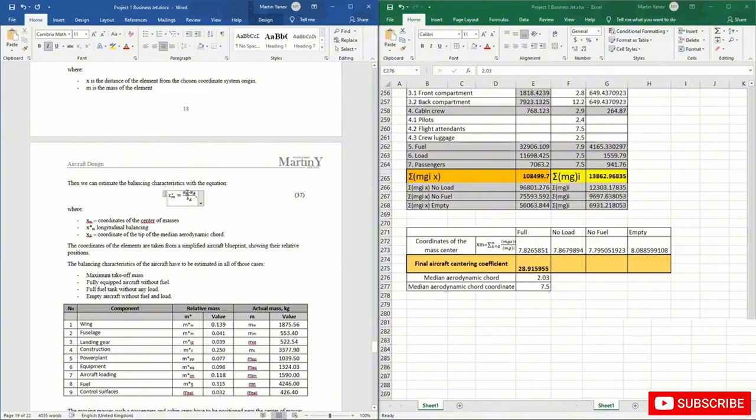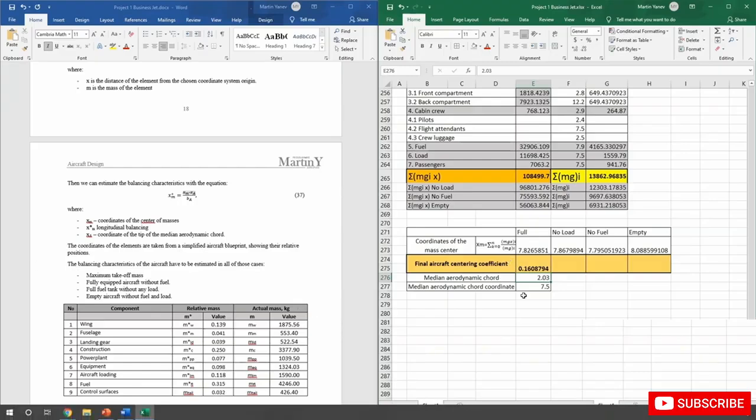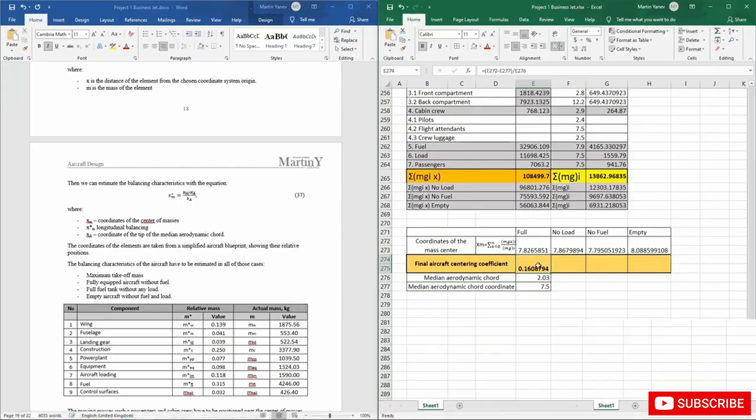So from XM, or the center of gravity, we have to deduct the position of the median aerodynamic chord, obviously there is no point to multiply them. So I will change this here as well. Instead of multiplication, I will do minus. And let's see. So what we're getting here is 0.16, which is too low a number. We need to do something about it. But before that, let's estimate the rest of our parameters.